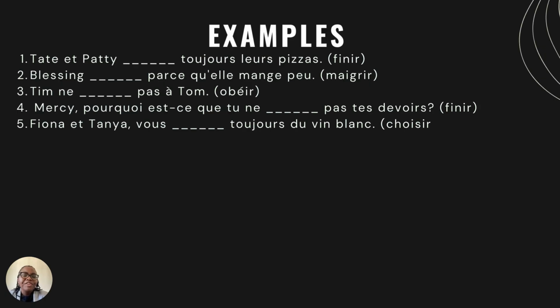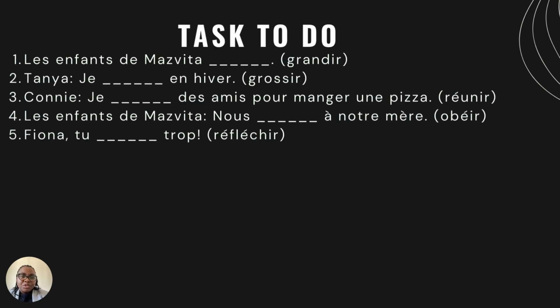Number 5, Fiona et Tanya, vous choisissez toujours du vin blanc. And we have conjugated choisir with vous. Again, we are taking the conjugation of vous because that's the one that is nearer to where the verb is. Choisissez, choisissez toujours du vin blanc. Okay, so next is your task to conjugate the verbs grandir, grossir, réunir, obéir, and réfléchir.